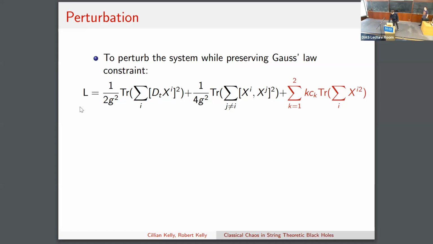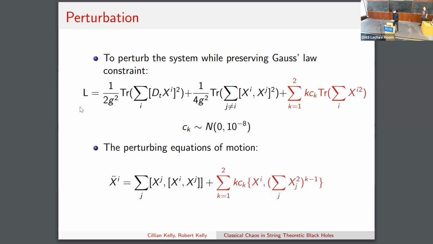And to ensure that the perturbation between the two states is very small, we set these coefficients, these CK terms, to be sampled from the normal distribution with mean of 0 and standard deviation of 10 to the minus 8. So they're going to be very small, and they're going to be random also. And then from this Lagrangian, we can get new equations of motion. So these are perturbation equations of motion, I'll call them. There's an extra term here in red.